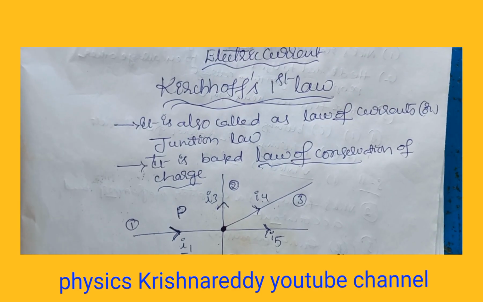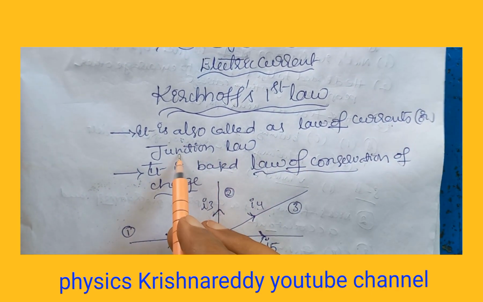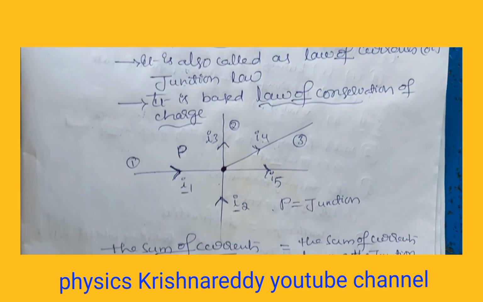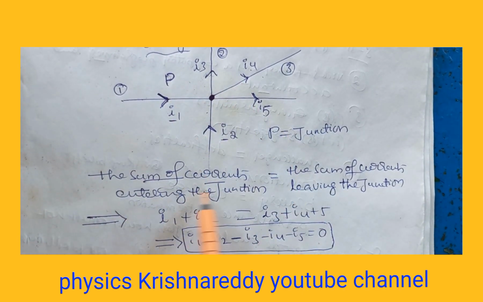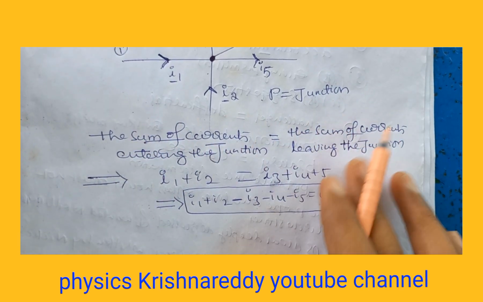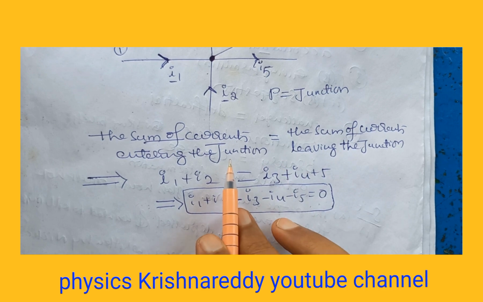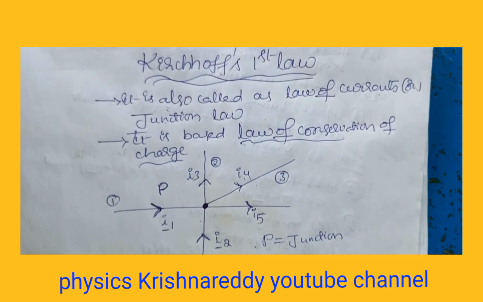This is Kirchhoff's first law once again. It is also called the law of currents or junction law. It is based on the law of conservation of charge. So now you can see the circuit and the statement. This is the statement of Kirchhoff's first law and this is the formula: sum of the currents entering the junction equal to sum of the currents leaving the junction. So this is more simply.